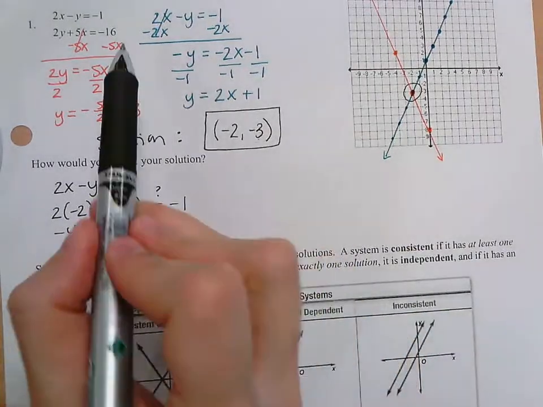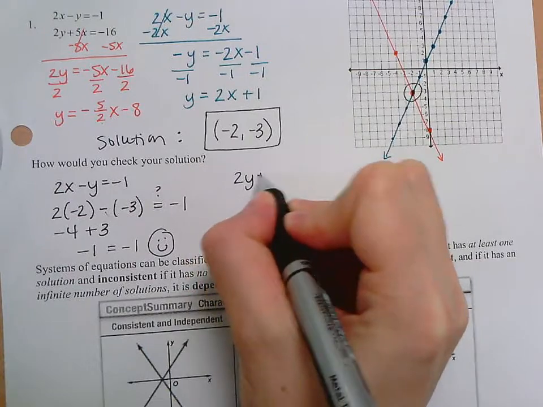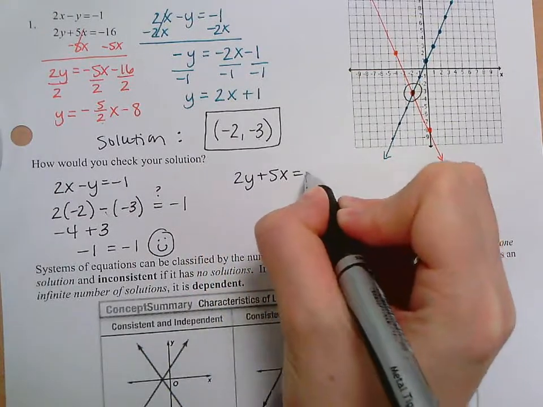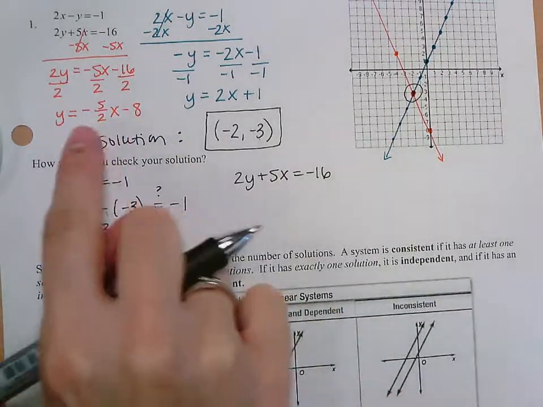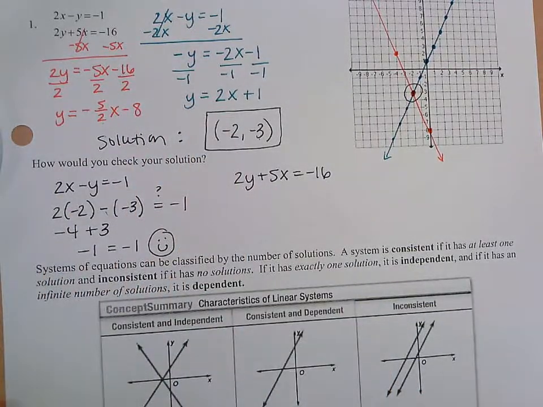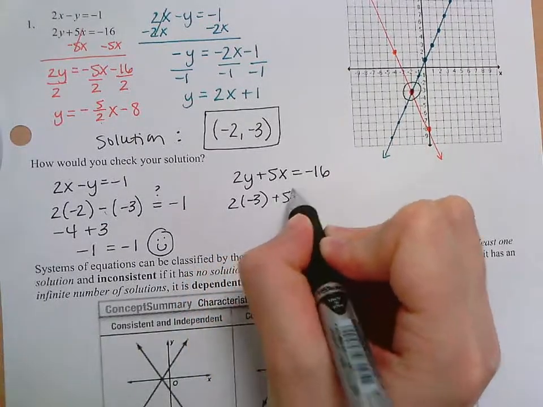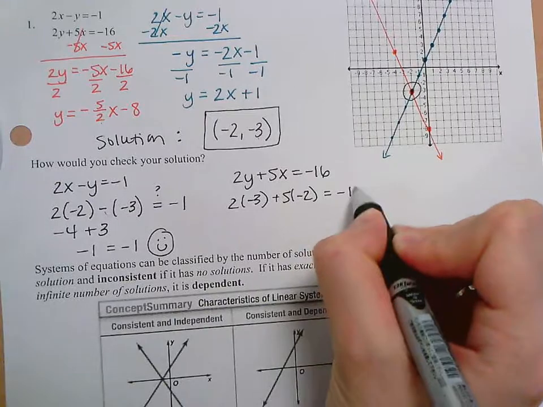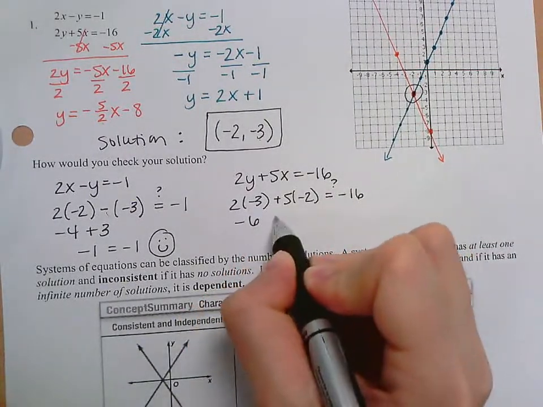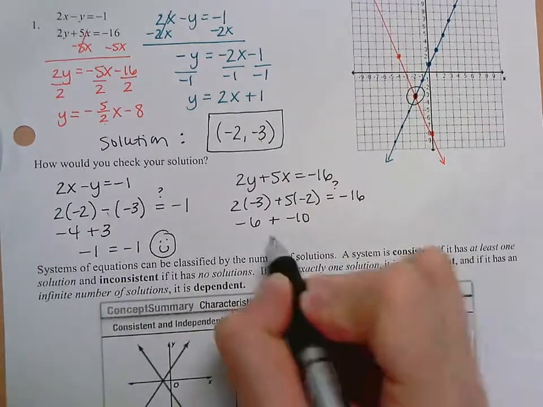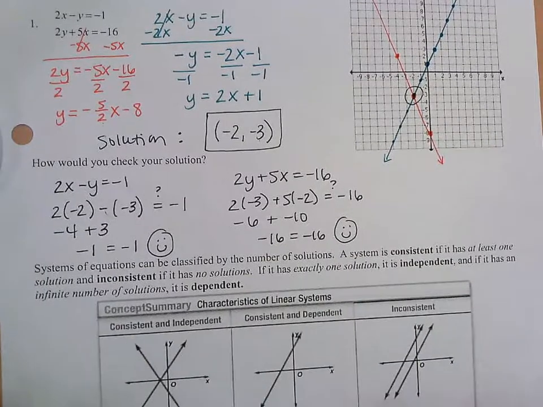And then I also want to make sure that it would work out in the second equation. And notice I'm going back to the original equations, not the equations that I changed them to, not the slope-intercept forms. Again, in case I changed it incorrectly, that'd be something to look at. So I'd have 2 times -3 plus 5 times -2 equals -16. That's what I'm checking. So I'd have -6 plus -10, and that is -16. So it works out there.